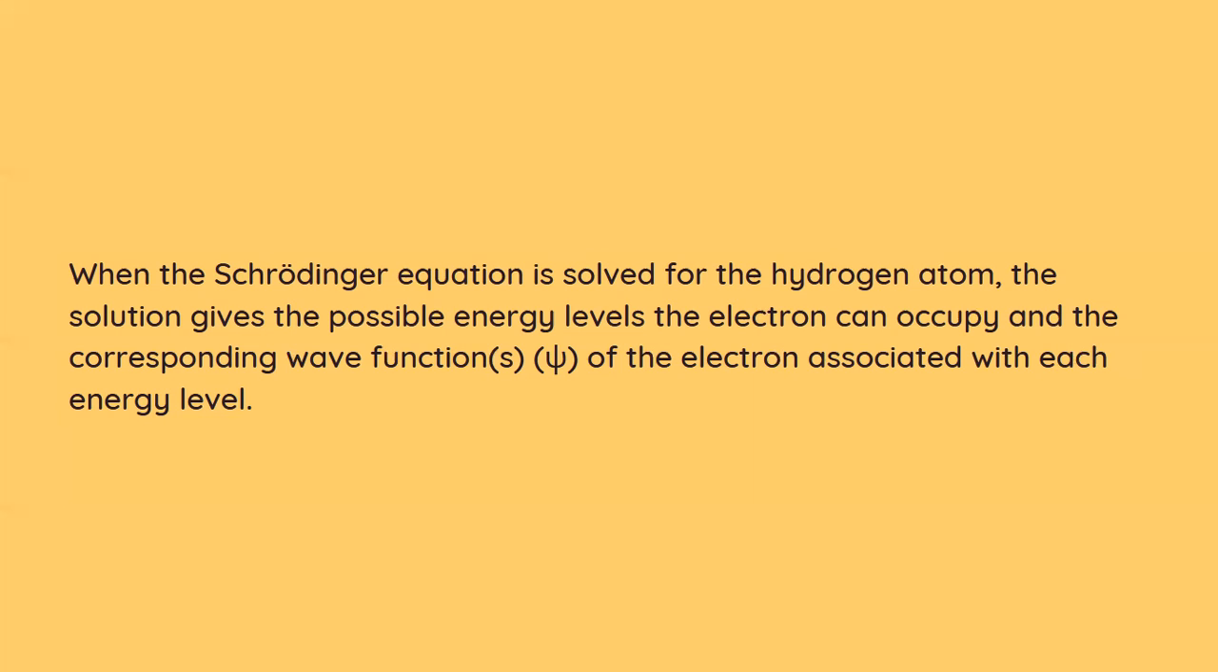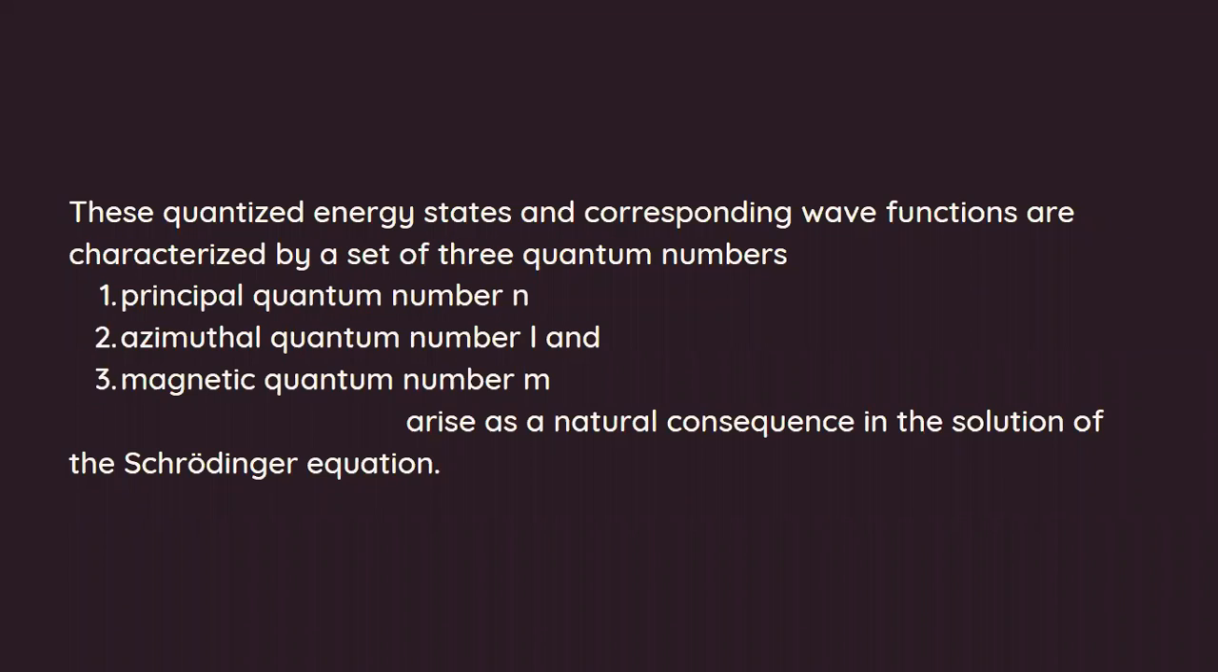So first, when it was solved, it gave us the various possible energy levels that an electron can occupy. They correspond to the wave function. The wave function basically is characterized by three quantum numbers: the principal quantum number n, the azimuthal quantum number l, and the magnetic quantum number m. These came up because of the solution of Schrödinger's equation. These various quantum numbers will be discussed in detail in the next video.